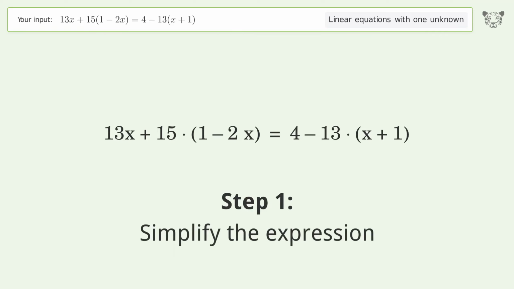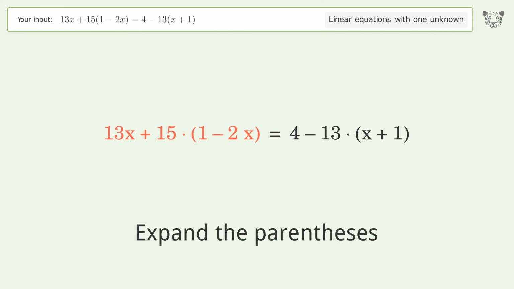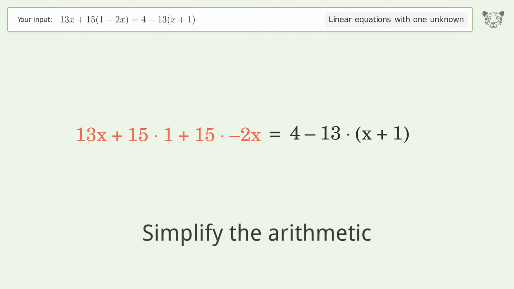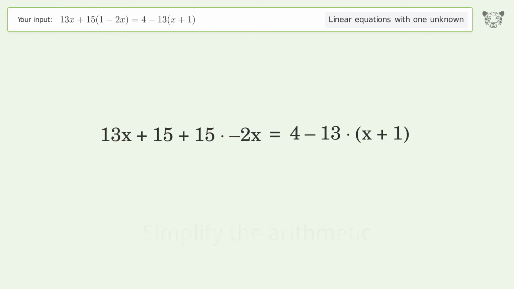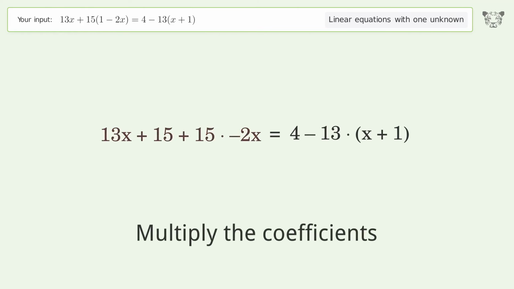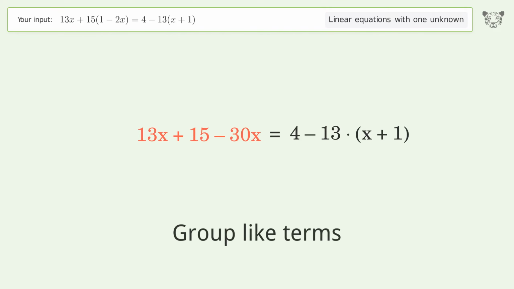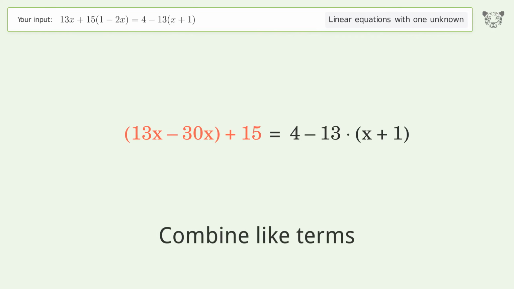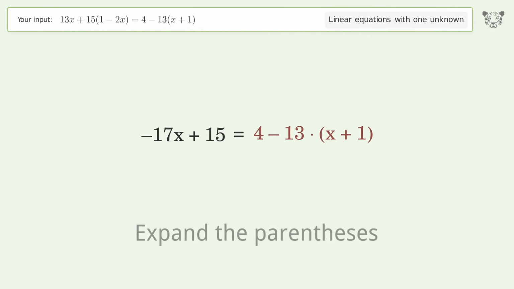Simplify the expression. Expand the parentheses. Simplify the arithmetic. Multiply the coefficients. Group like terms. Combine like terms. Expand the parentheses.